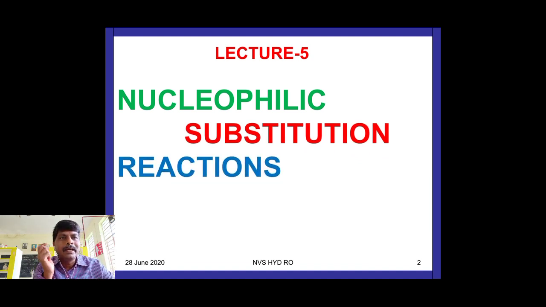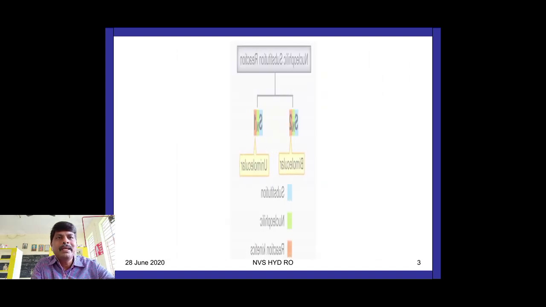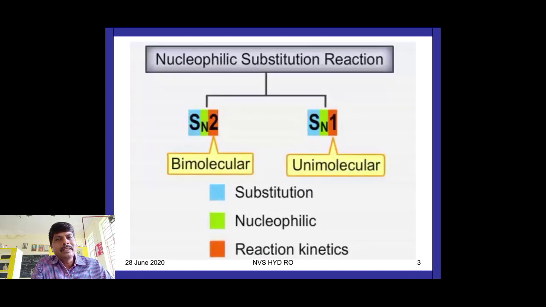Nucleophilic substitution reactions. So what is meant by nucleophile? I already explained it in the chemical properties of haloalkanes. Nucleophilic substitution reactions are the characteristic reactions of haloalkanes. Haloalkanes mainly undergo nucleophilic substitution reactions. These reactions are of two types, SN2 and SN1. Here S stands for substitution, N stands for nucleophilic, and 2 indicates bimolecular. SN1 indicates nucleophilic substitution unimolecular.